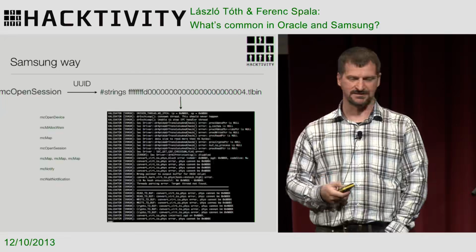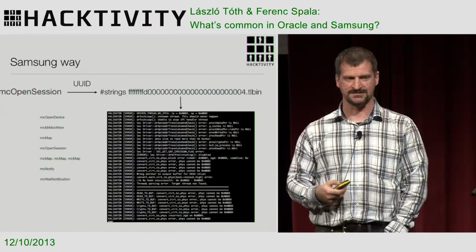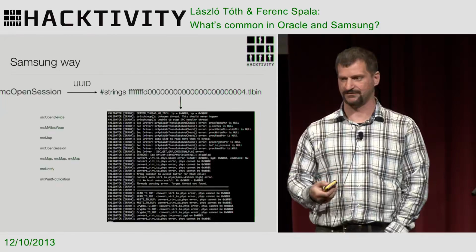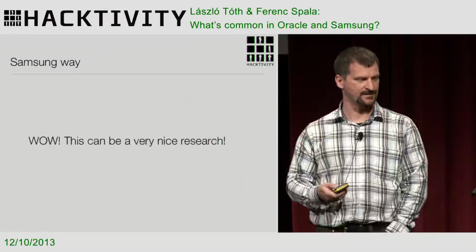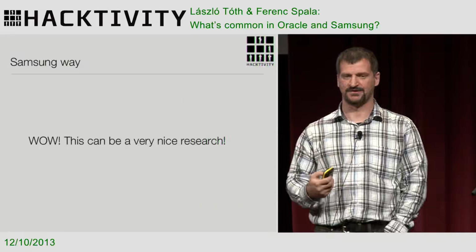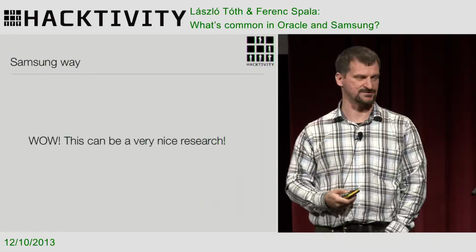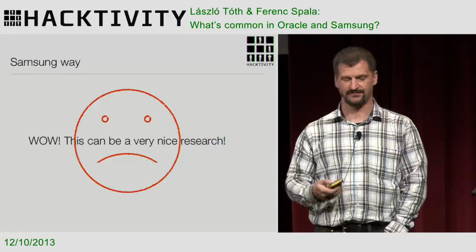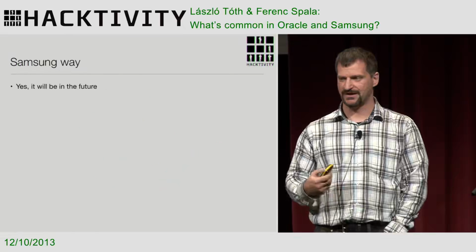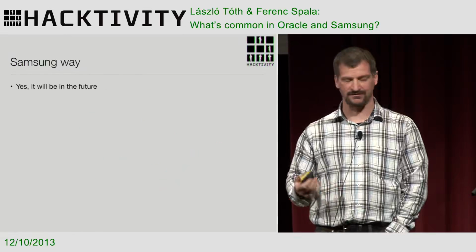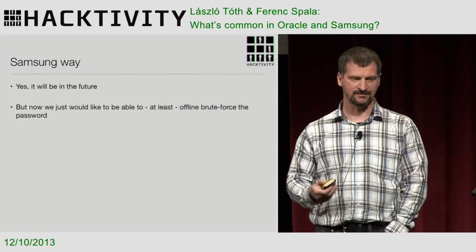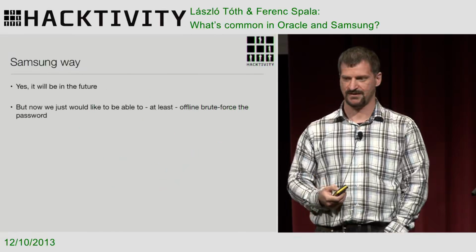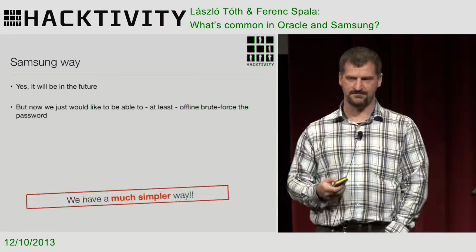When I check the strings in it, I receive back this snippet. At least some part of it is not encrypted. At this stage, I was very happy. I thought this will be an awesome research. But unfortunately, it can be solved in a very easy way. Yes, it will be a nice research in the future for somebody or for me. But now, I only need just an offline brute forcer. And it can be solved in a very easy way.